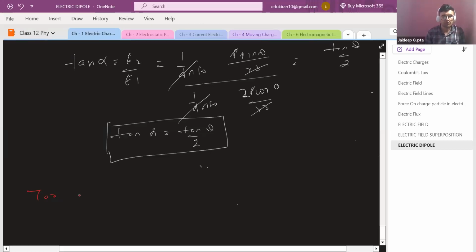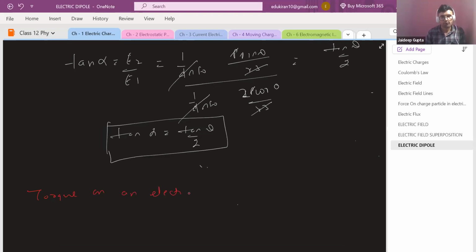Last derivation: torque on an electric dipole in a uniform electric field.